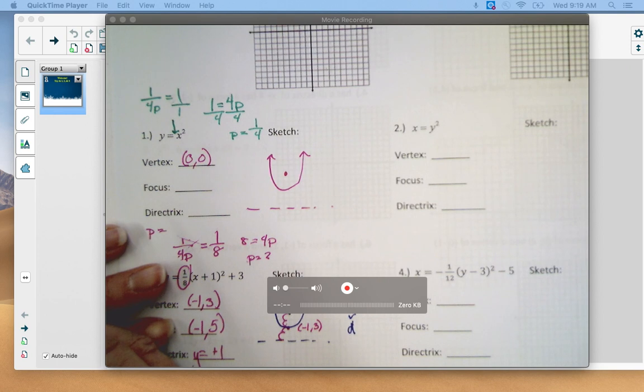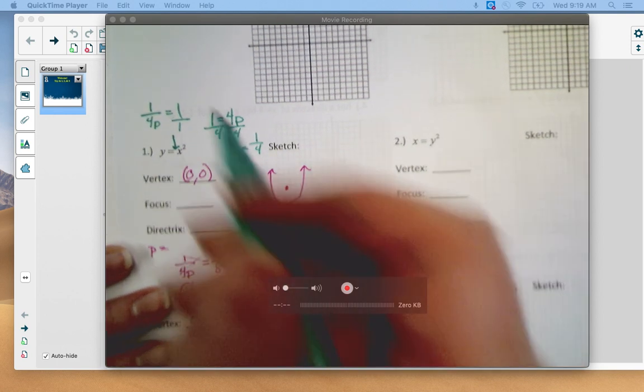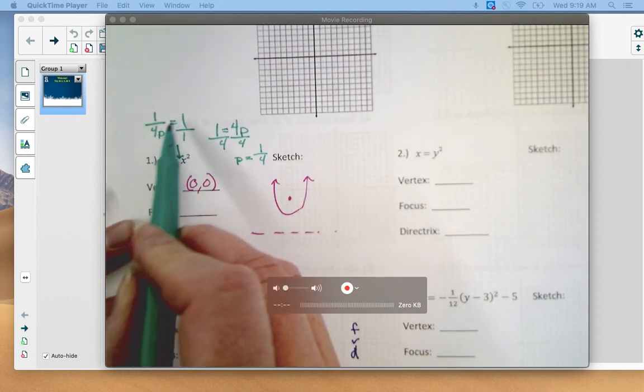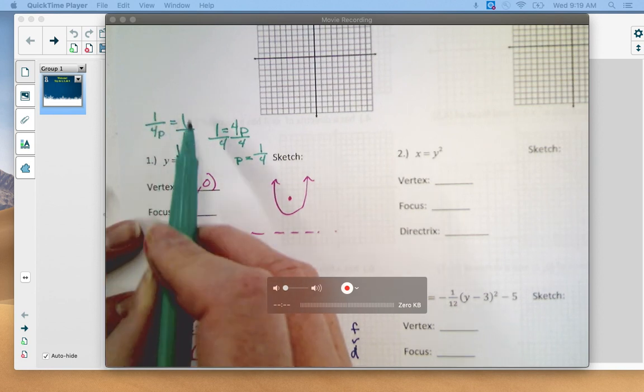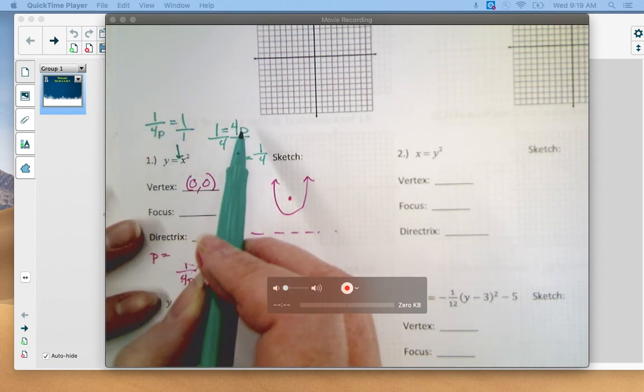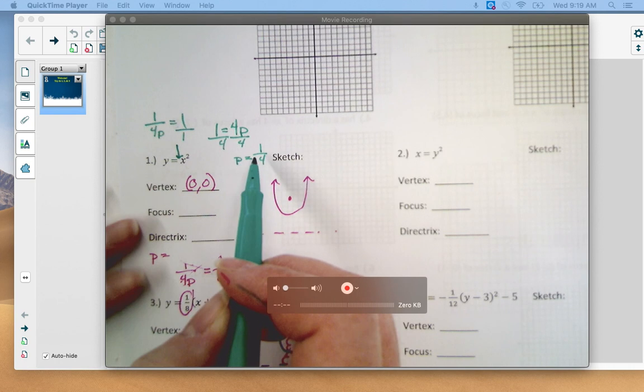The reason, and what just happened, again: we set 1/4 equal to 1. We made it a fraction, so 1 over 1. It cross multiplied. 1 times 1 is 1. 1 times 4p is 4p. Divide by 4, so I have p is equal to 1/4.